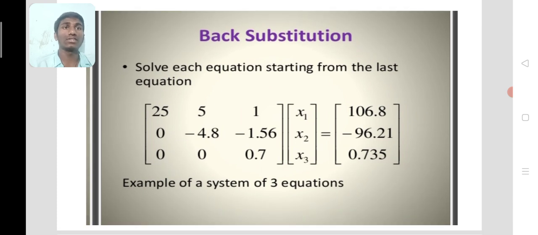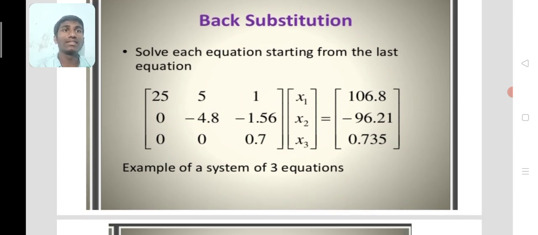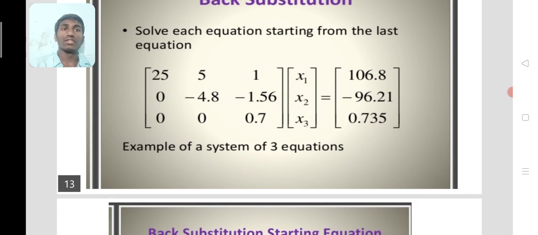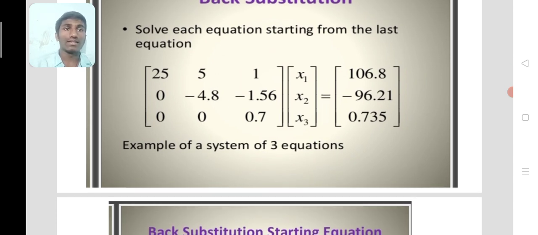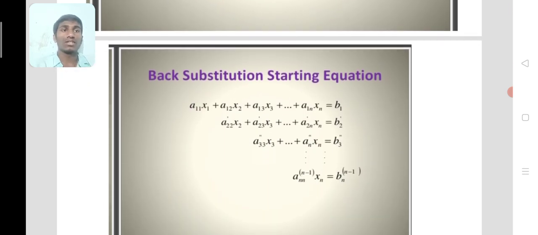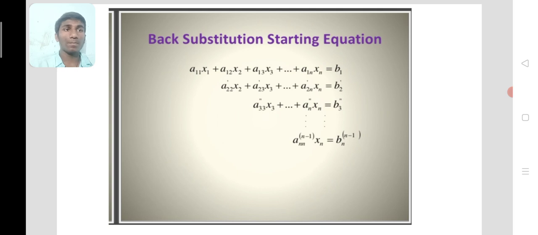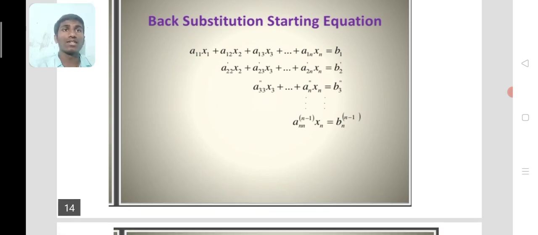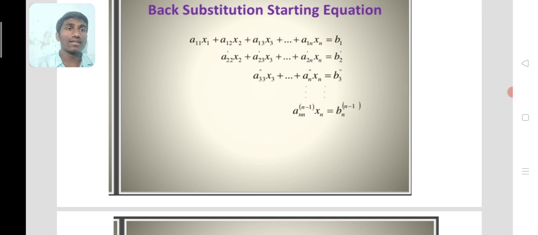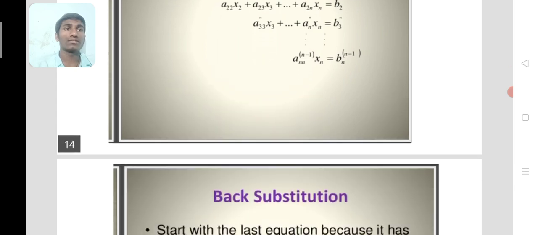Another step involved is back substitution. Solve each equation starting from the last equation. Here we take an example of an upper triangular matrix. Let us solve it. The equations are a11 x1, a12 x2 and so on equal to b1, and similarly a22 x2, a23 x3 and so on, up to ann to the power n minus 1 times xn equal to bn to the power n minus 1.